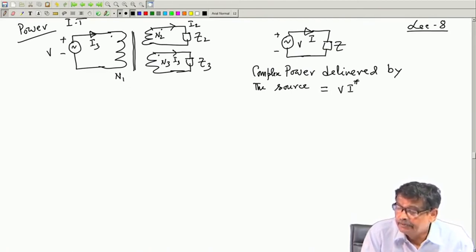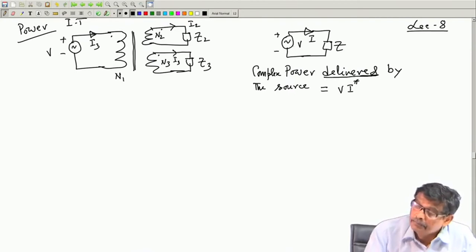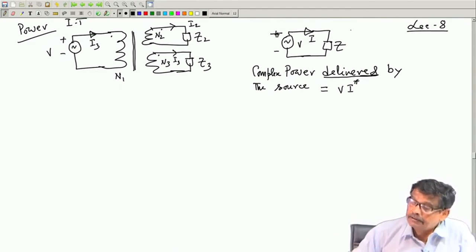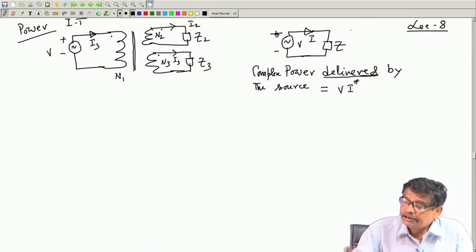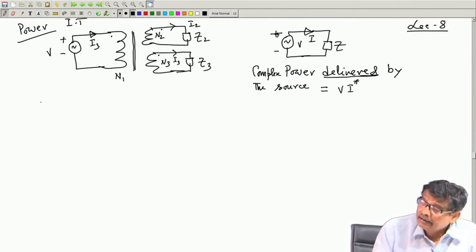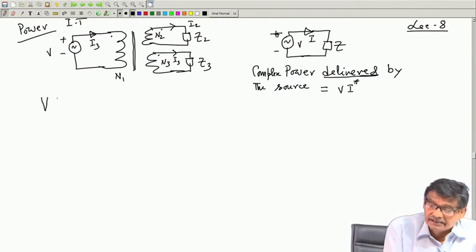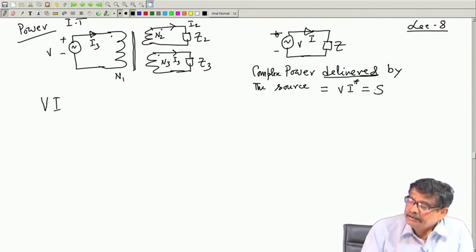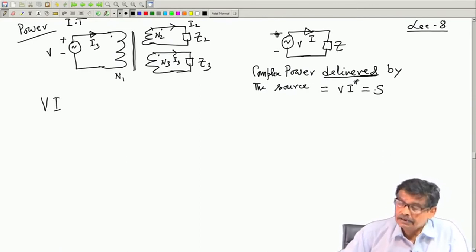In language I have written complex power delivered. Delivered is the key word, because here is a source, and through the positive terminal of the voltage, current is leaving. So, like a battery, it is really delivering power. Take the voltage phasor and current phasor, and multiply V with I star. And you must be knowing, but still I am very quickly telling, it is not just V I, and this is usually denoted by the letter S.